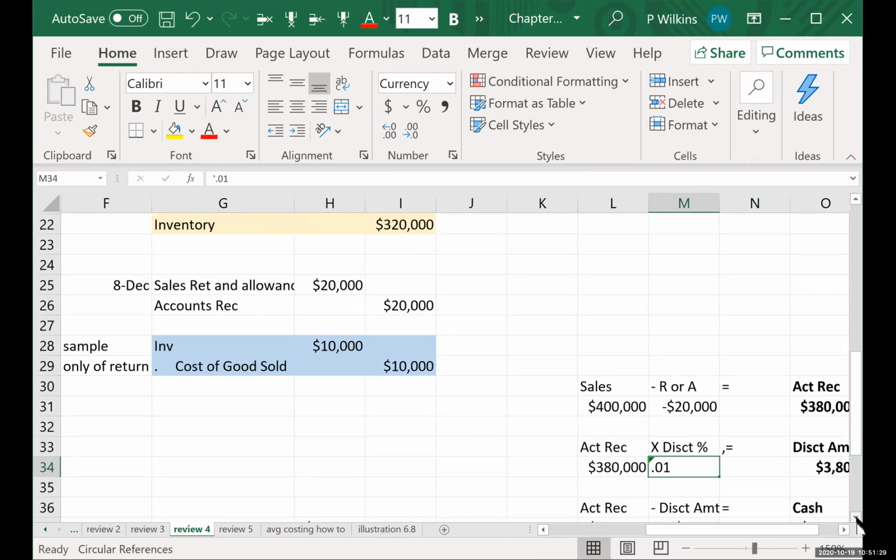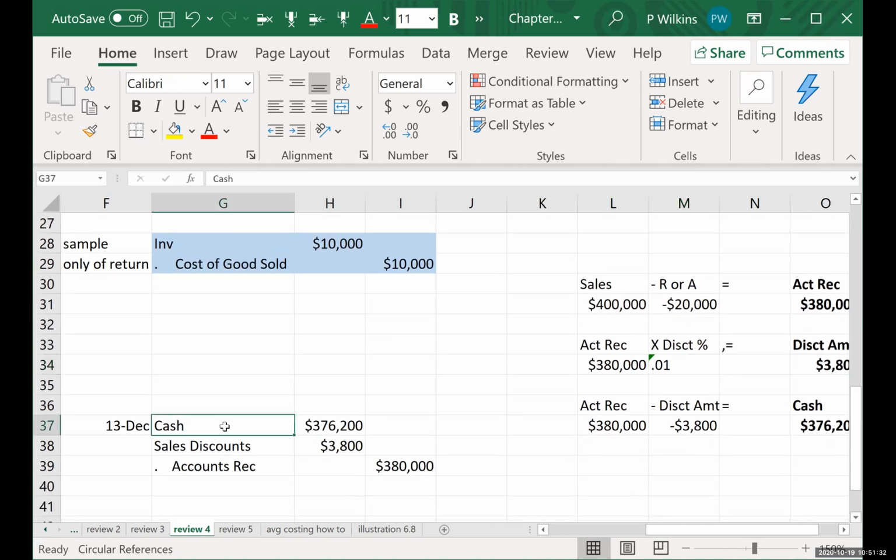What are we getting? Well, we're the seller, so we're getting paid. What are we getting paid? Cash. So we're going to debit cash $376,200, which is the accounts receivable number minus the discount. We're going to debit sales discounts, the contra revenue, for $3,800, which is the amount of the discount. And then we're going to credit accounts receivable $380,000, which is the amount of accounts receivable the account had, which was the sales minus any returns or allowances. So that's us receiving the payment with the discount taken.